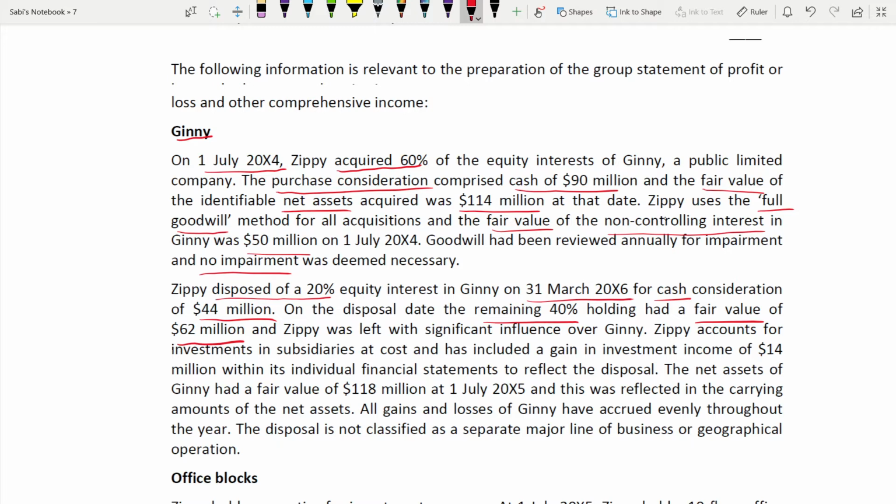Next, Zippy accounts for investments in subsidiaries at cost. And okay, so they are giving the things relating to individual financial statements. Okay, so Zippy accounts for investments in subsidiaries at cost and has included a gain in investment income of 14 million within its individual financial statements to reflect the disposal. Gain in investment income. Okay, so gain.